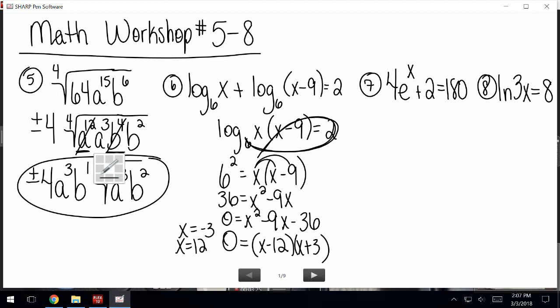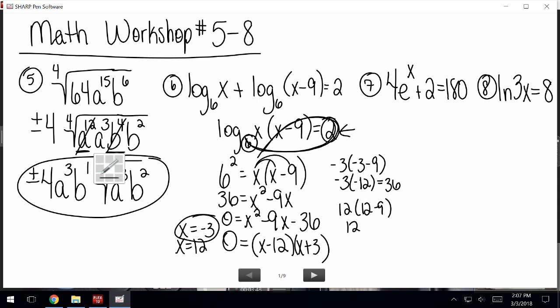Well, we've got to plug them in and make sure they work, so let's plug them in here. So it'd be negative 3 times negative 3 minus 9. That's negative 3 times negative 12, which is positive 36. And 6 to the second power is positive 36. All right, so negative 3 works. Let's plug in 12. So that's 12 times 3, which is positive 36. And 6 to the second power is positive 36. So that one works too.